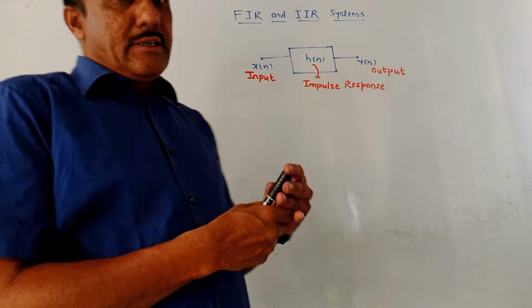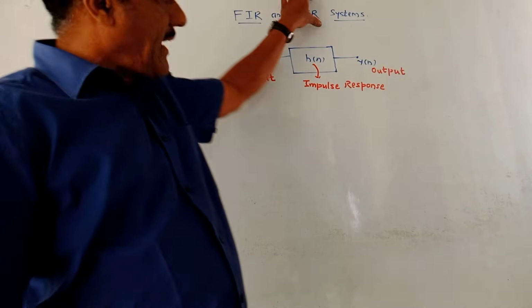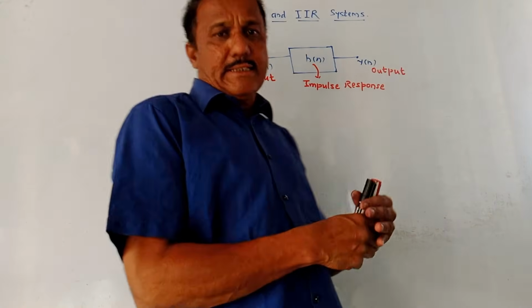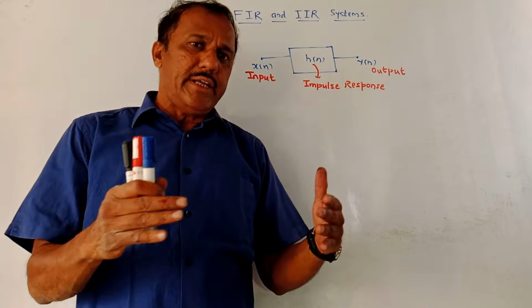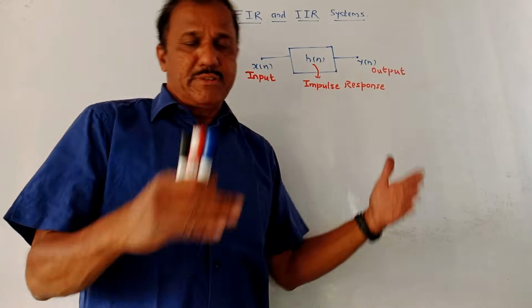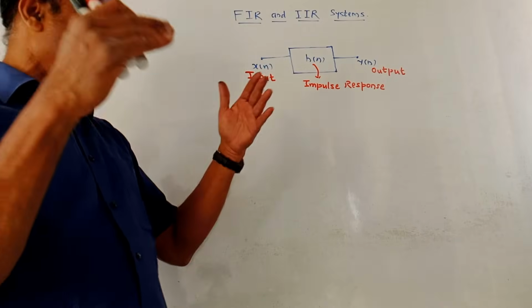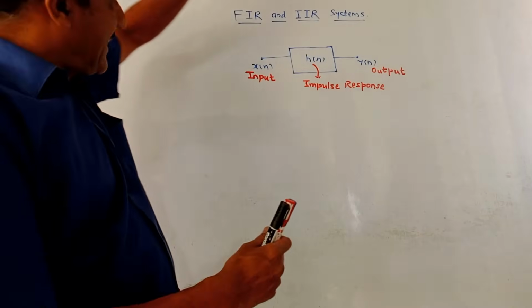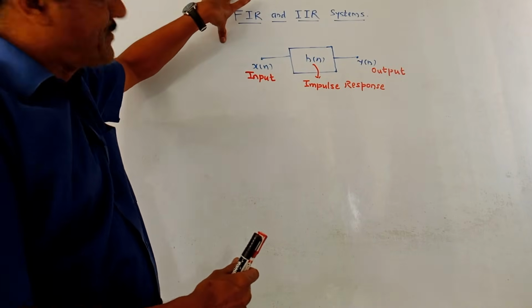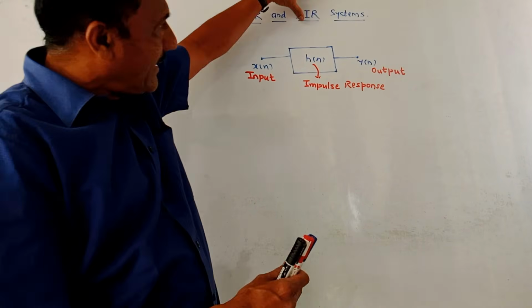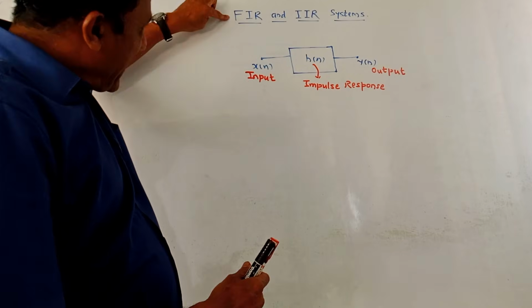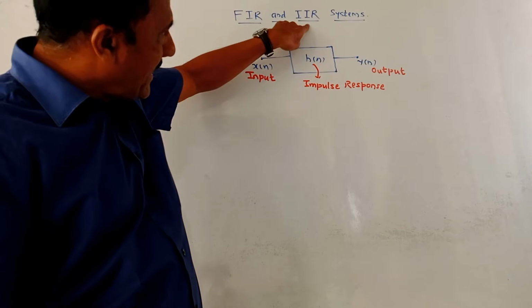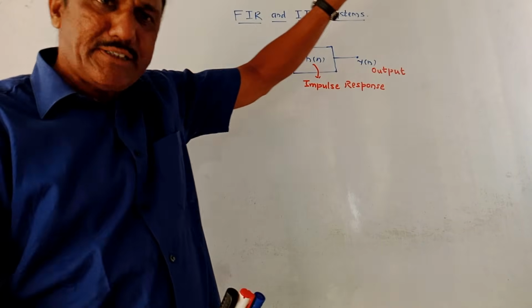Dear students, today's topic is FIR and IIR systems. This is the topic related to the subject signals and systems. In the earlier videos, we have studied the different types of systems like linear, non-linear systems, then time variant, time invariant systems and so on. In continuation with this, there are again two major types of systems. One is FIR and another is IIR. FIR stands for finite impulse response, whereas IIR stands for infinite impulse response.